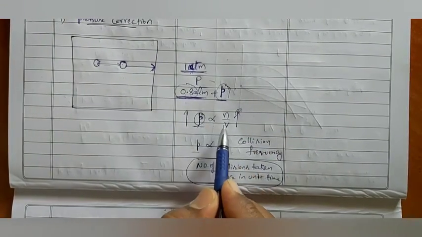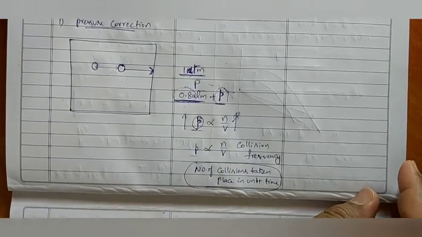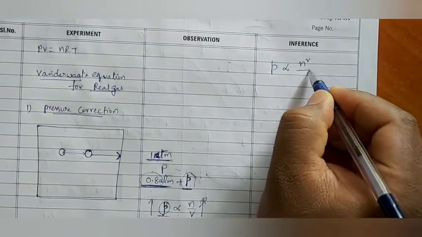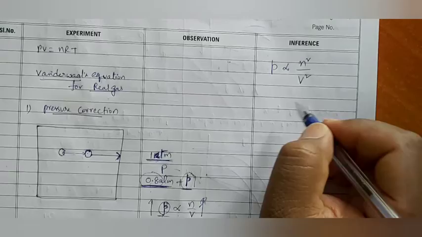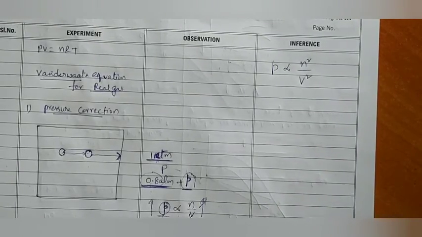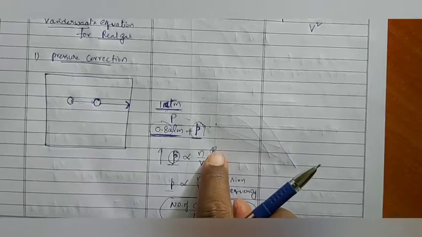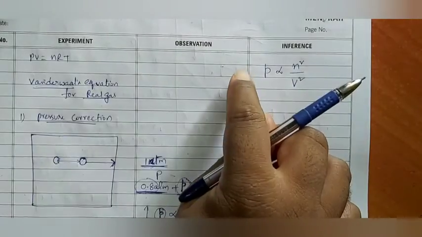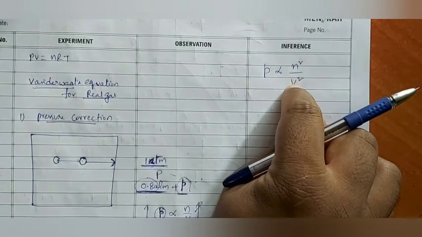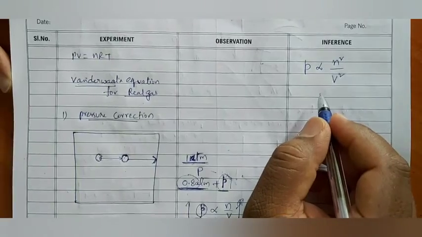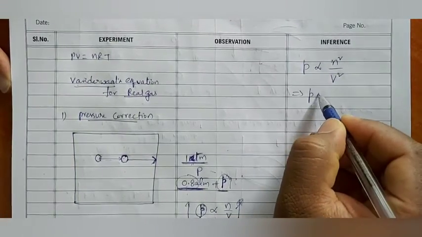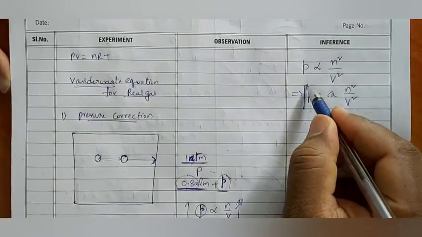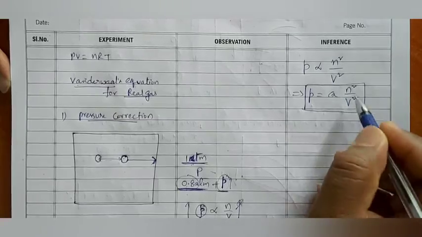Now, this small p is directly proportional to n by V two times. That's why we are going to write, small p is directly proportional to n square by V square, by combining both of them. In one condition, n by V is the number of molecules present in unit volume. In another condition, n by V is collision frequency. By combining these two, small p is directly proportional to n square by V square. This implies small p is equal to some constant a into n square by V square. This is called pressure correction.